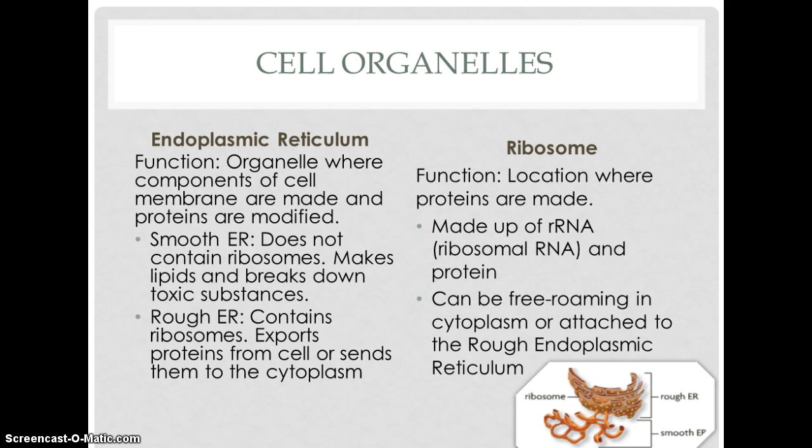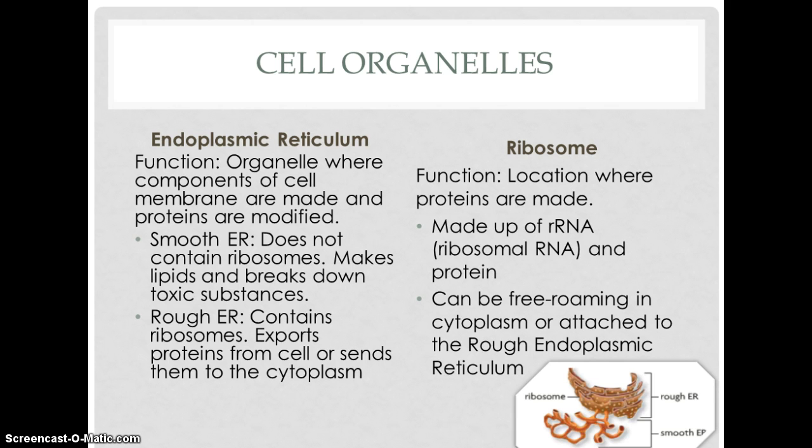Ribosomes are the site of protein synthesis. It's the location where proteins are made. Ribosomes are made up of rRNA, ribosomal RNA, and protein. They can be either found free roaming in the cytoplasm or attached to the rough endoplasmic reticulum.